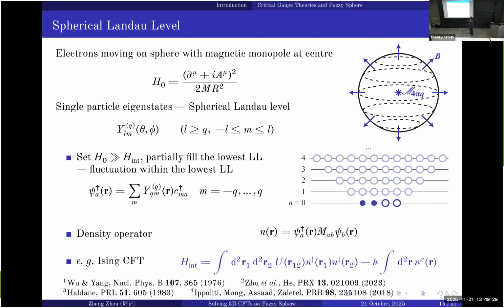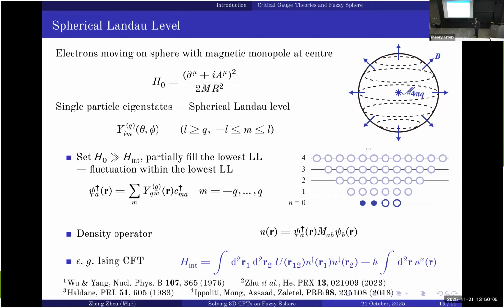So now we can set the single particle gap to be much larger than the interaction Hamiltonian and partially fill the lowest Landau level. This means that we can constrain the fluctuation within the lowest Landau level, and we can project the system onto the lowest Landau level. That is to say, we write down the second quantized electron creation operator as a linear combination of the creation operators of the orbitals on the lowest Landau level.